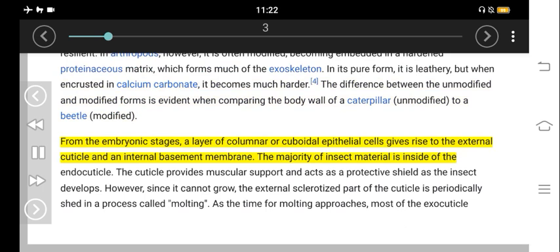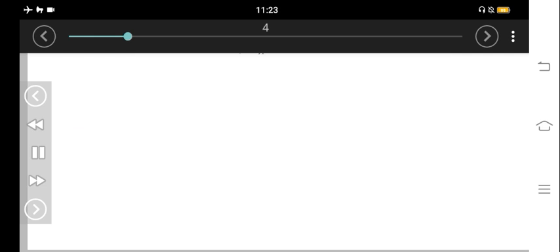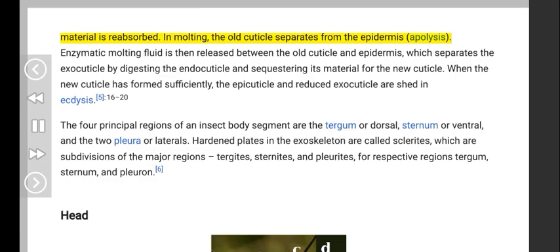From embryonic stages, a layer of columnar or cuboidal epithelial cells gives rise to the external cuticle and an internal basement membrane. The majority of insect material is inside of the endocuticle. The cuticle provides muscular support and acts as a protective shield as the insect develops. Since it cannot grow, the external sclerotized part of the cuticle is periodically shed in a process called molting. As the time for molting approaches, most of the exocuticle material is reabsorbed.